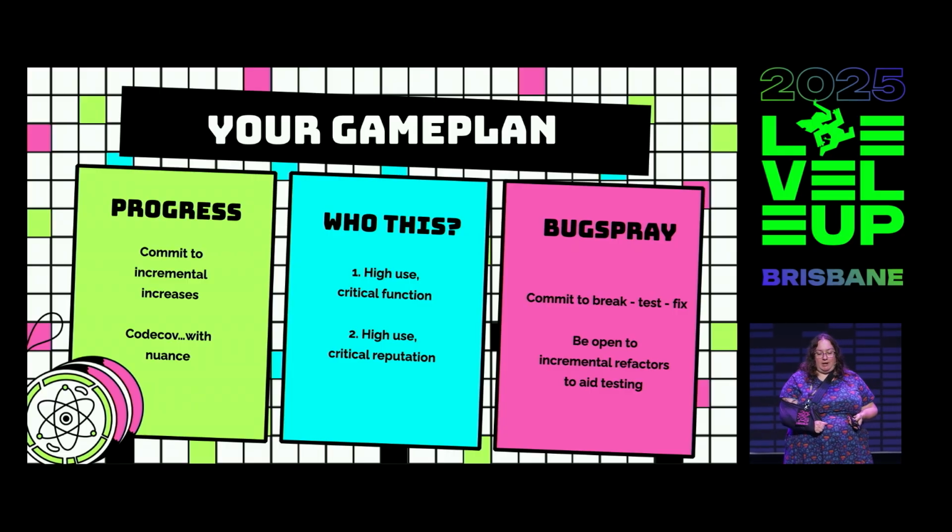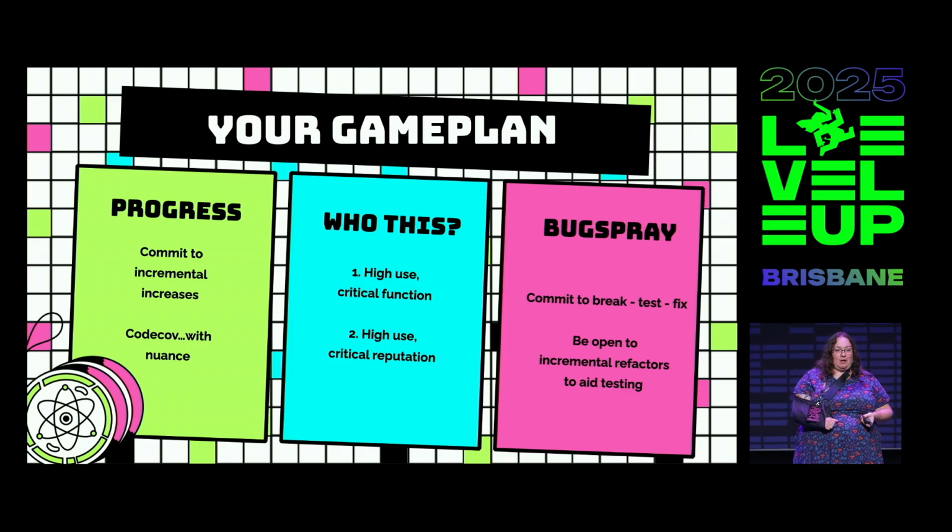And as you're applying your bug spray, be open to incremental refactors that aid testing. My colleagues have talked this morning about the value and importance of writing idiomatic Laravel. What do I mean by that? Writing Laravel the Laravel way, because that is what all of our tools, both first-party and third-party, are built to support. That is what conferences like these are going to tell you tips and tricks for. The more that your code base is massaged towards the Laravel community standard way of doing things, the easier you're going to find it to write tests.